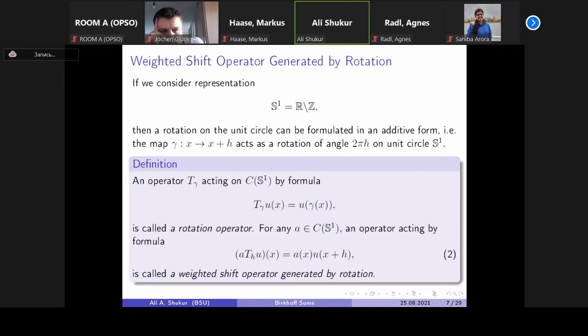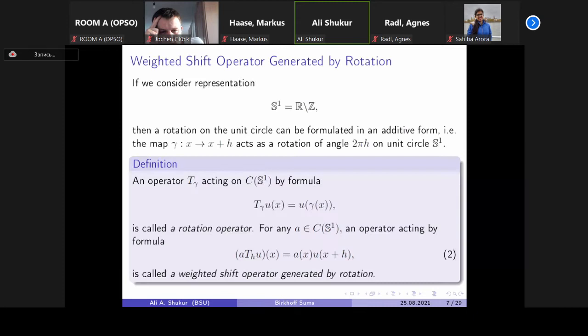it is known to everyone that if h is a rational number, then on the unit circle the point will go after some time to the same point where it started. But if we have an irrational number, the point rotating on the unit circle will never return to the same place again. So okay.